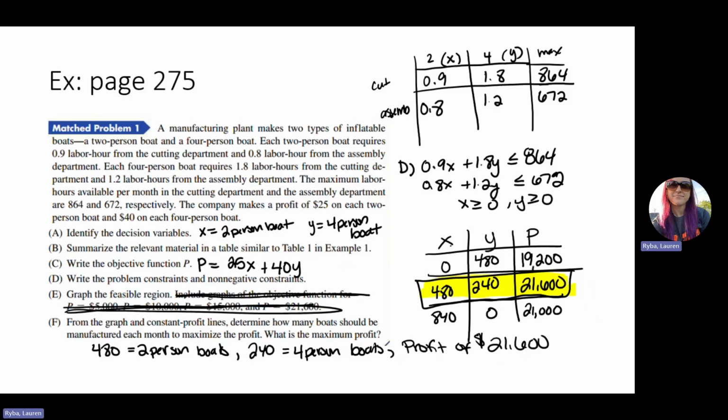That's how I got the 21,600. Okay, 25 times 480 plus 240 times 40. Yeah, you made me double check my math, but yeah, that's how I got it. You're literally just plugging these into this guy over here. Yep.